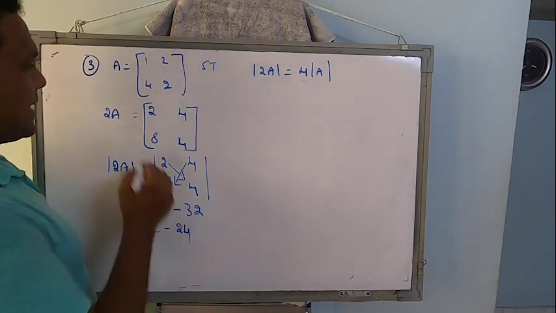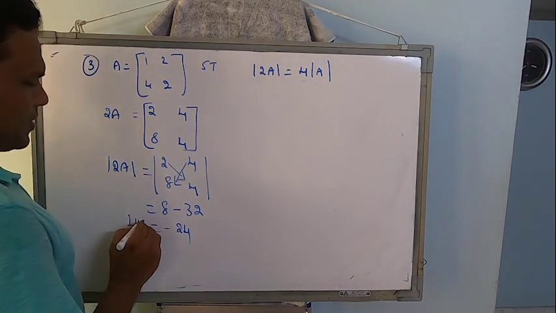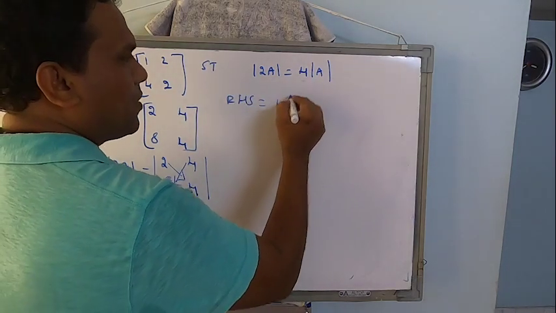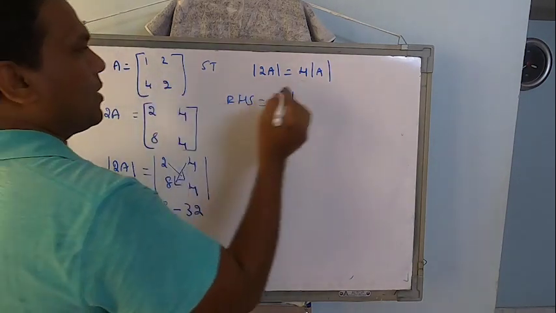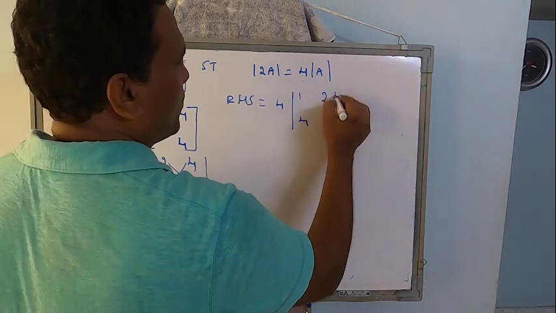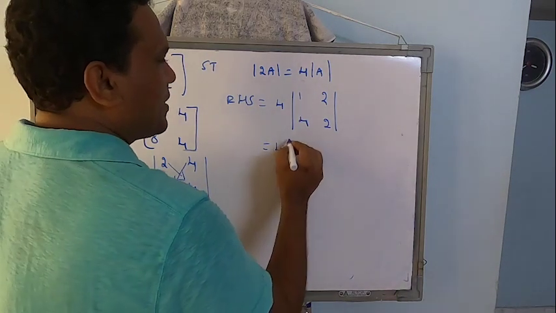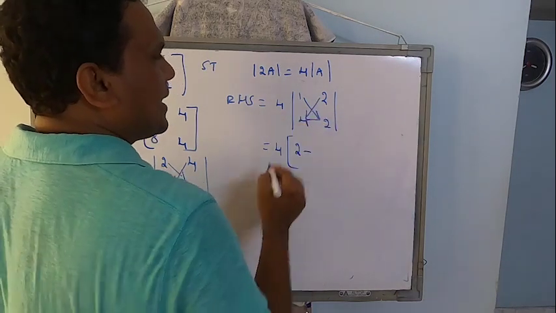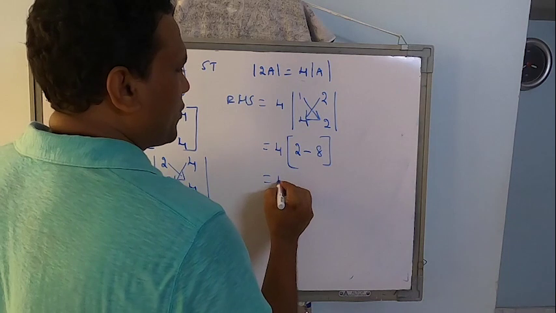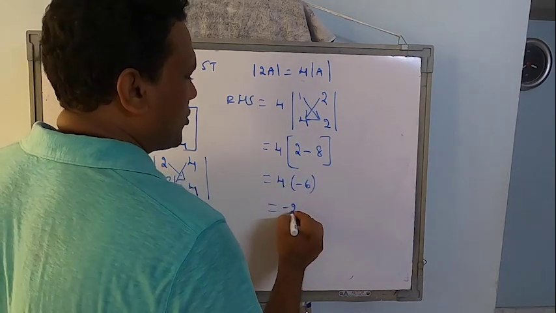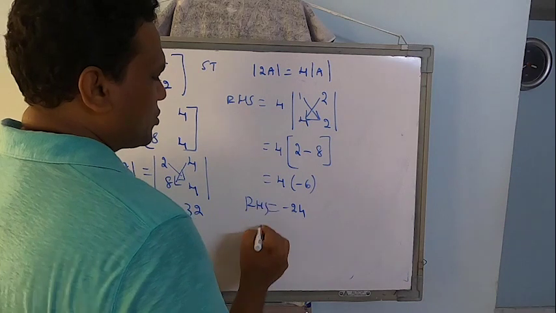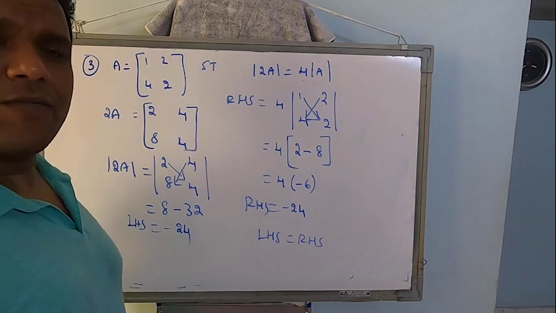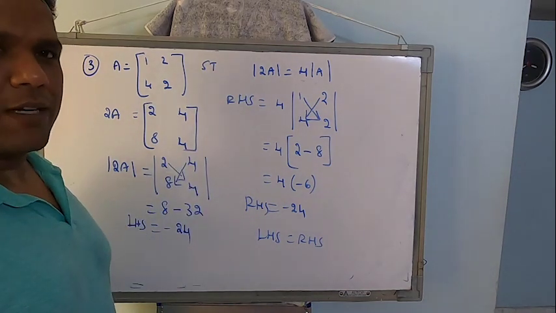Now let us see the right side. This is the value of the LHS, right? To do RHS, first let us consider 4 multiplied by determinant A, which is the determinant of this matrix 1, 2, 4, 2. So let us multiply and expand this now. Left diagonal 2 multiplied by 1 will be 2, minus the right diagonal, which is 8. So 4 multiplied by minus 6, and that's going to be minus 24. This is RHS. So you notice LHS equals RHS. Many number of times it's been given in the final examination. So that's how to do it. Okay.